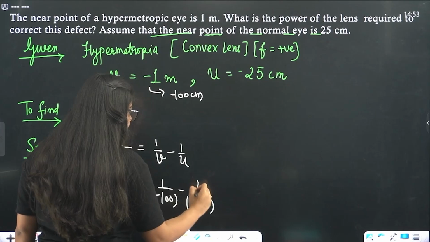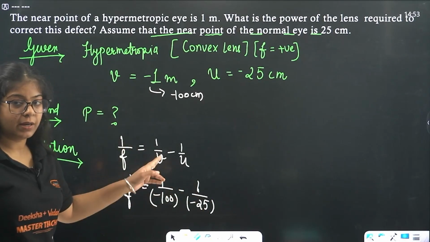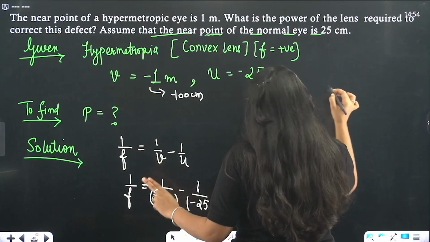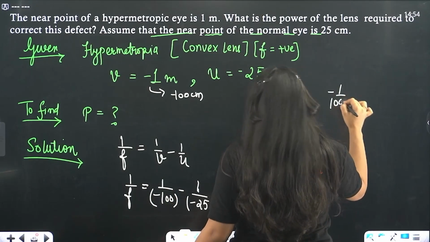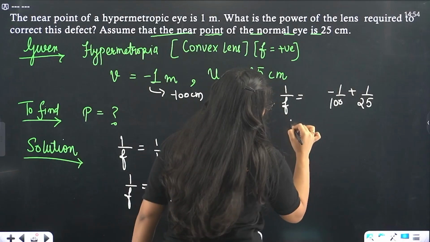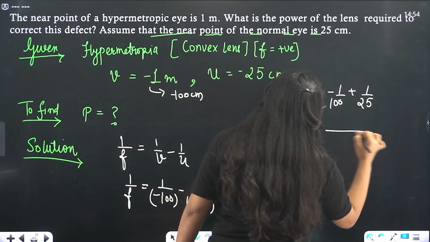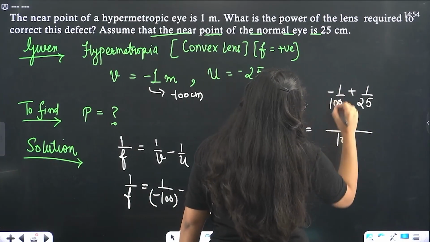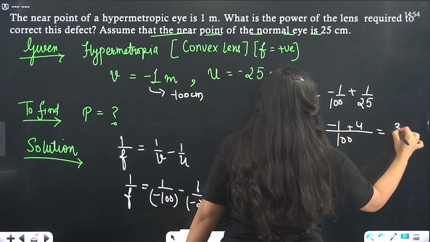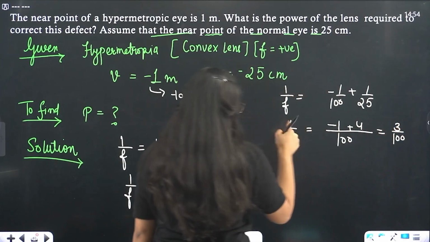Understood? That is the thing. Now, do the calculation. What is the calculation? 1 by f equals minus 1 by 100 minus minus, plus 1 by 25. So, 100 will simply be the LCM. This will be minus 1 plus 25, 4 is 100. This will be 3 by 100, which is your 1 by f.